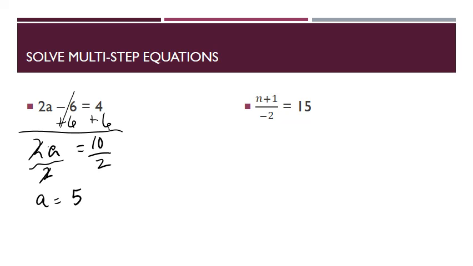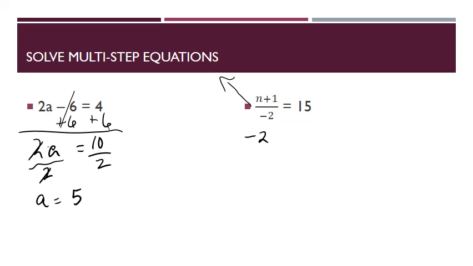Now let's look at this one on the right. We've got n plus 1 divided by negative 2, or I could say it is n plus 1 over negative 2, stuff in fractional form. But in reality, n plus 1 is being divided by negative 2, this is a division symbol separating the numerator from the denominator, equals 15. Well, since we're dividing n plus 1 by negative 2, the inverse of that division is multiplication. So I could say that we'll multiply both sides by negative 2.